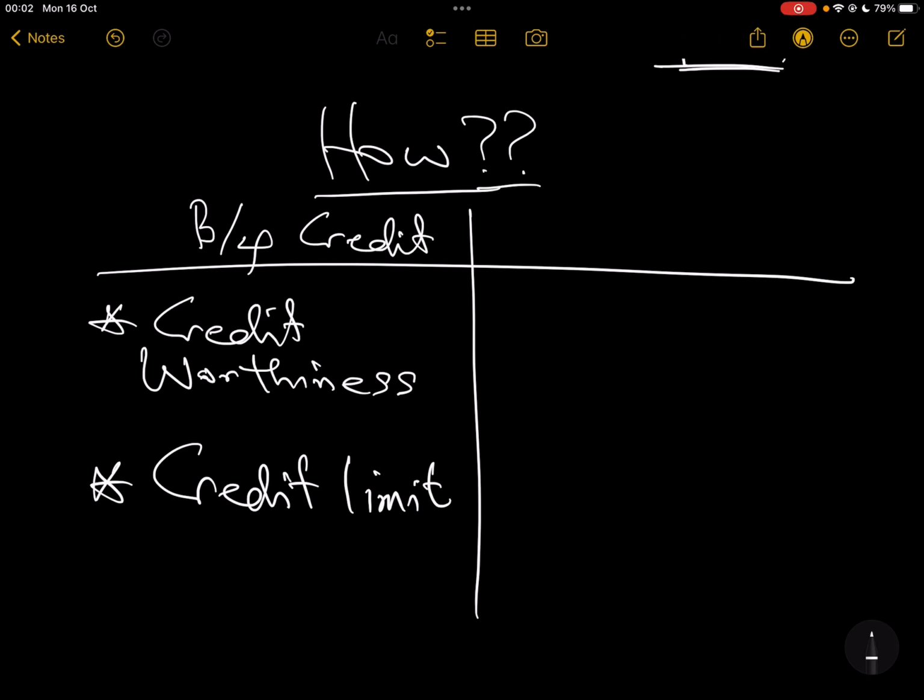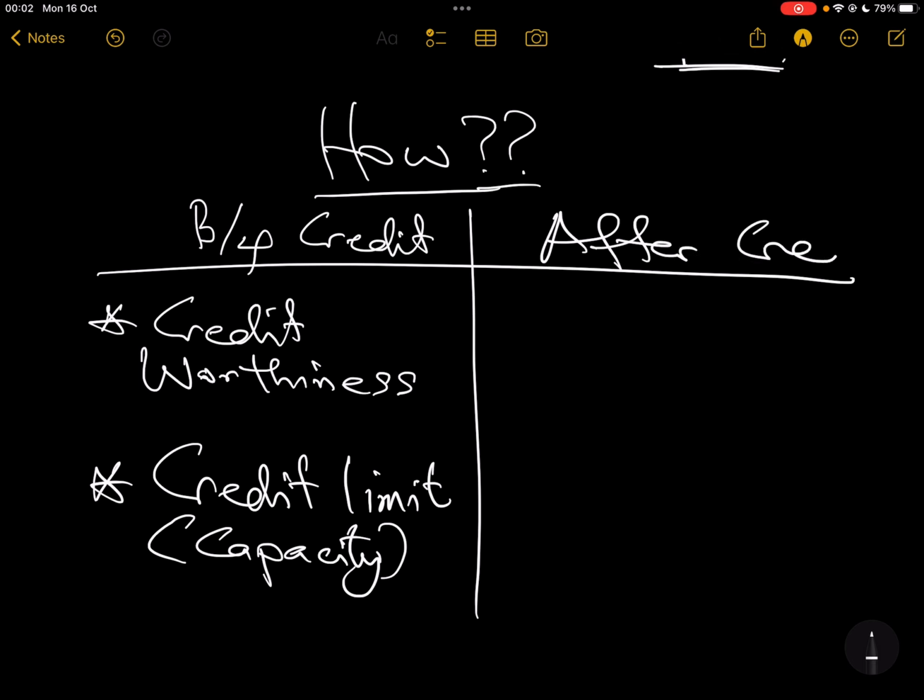And that is where the credit limit comes in. So it's about knowing the capacity of your customers. You need to know their credit capacity. So if you do these two things, most likely you won't have too much problem after credit, which is the second group that I want to look at.